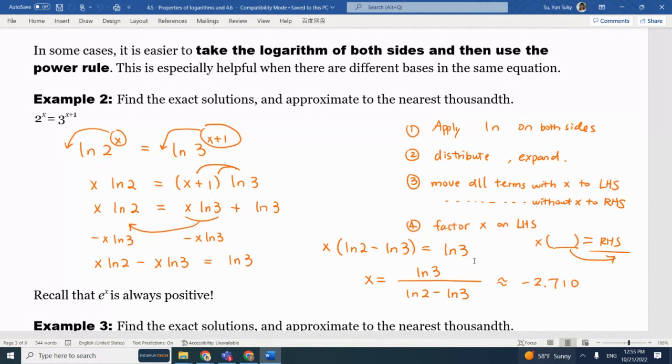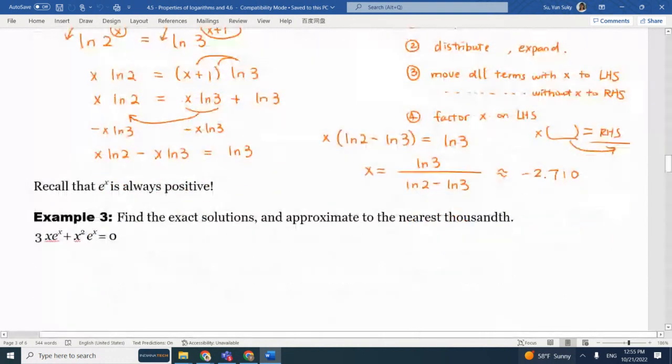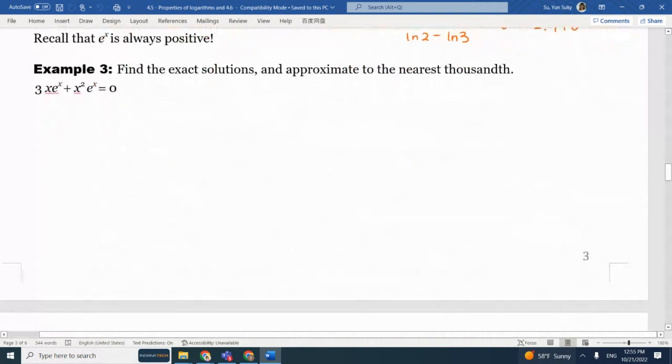Okay, and then we continue. Today we continue to look at example 3. We want to find the exact solution and approximate to the nearest thousandth. Here, all the terms are on one side. That's nice.